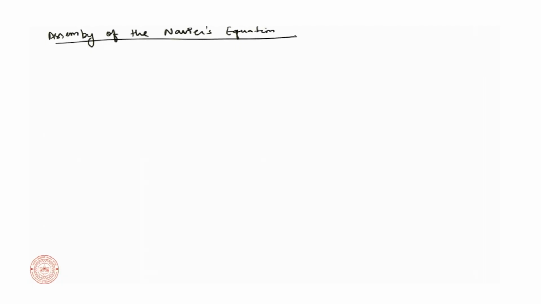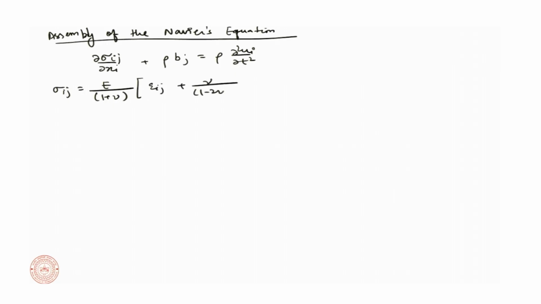It's a very elegant equation to do. Okay, so let's write down again. So del sigma ij by del xi plus rho bj equals rho del square ui by del t square. Sigma ij is equal to E over 1 plus nu epsilon ij plus nu over 1 minus 2 nu of epsilon kk delta ij minus E alpha over 1 minus 2 nu delta T delta ij.